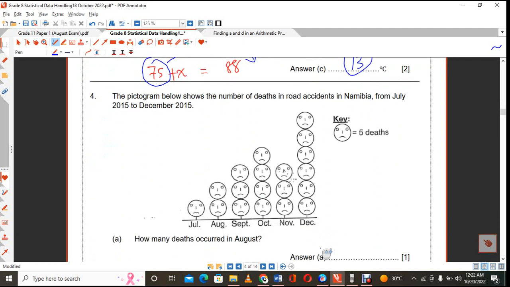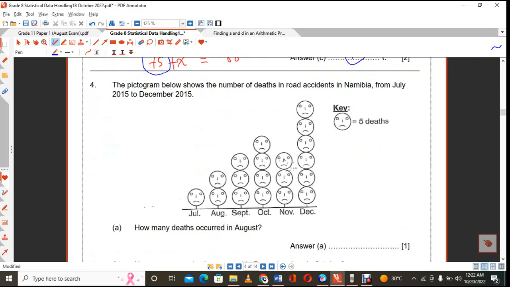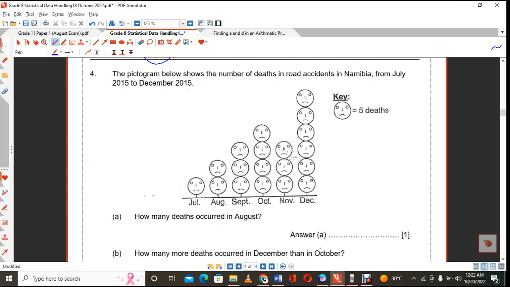The next question, you have a pictogram below. It shows the number of deaths in road accidents in Namibia from July 2015 to December 2015. So one little face represents 5 deaths. So how many deaths occurred in August? In August you have 2 of those, so it's 2 times 5, which makes this answer 10.